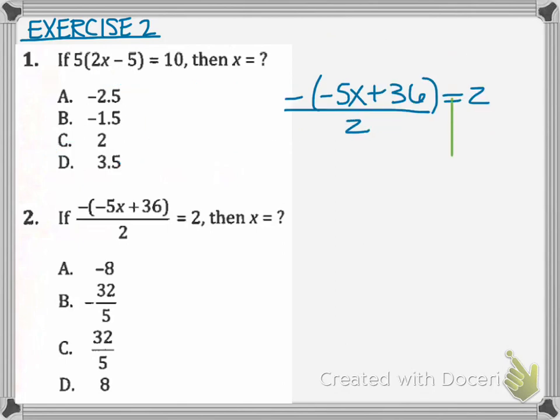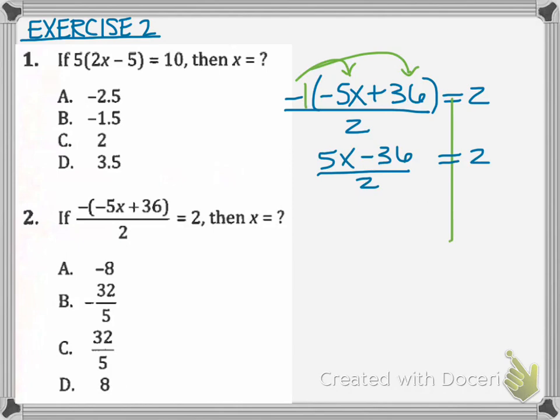All right, number 2, let's solve. We have parentheses. What's outside the parentheses is -1, so we're going to start by distributing that in. -1 times -5x is positive 5x. -1 times 36 is minus 36, or negative 36, divided by 2 equals 2.